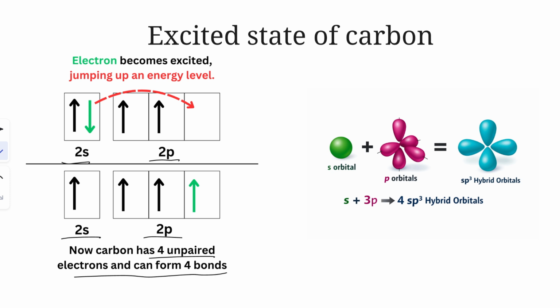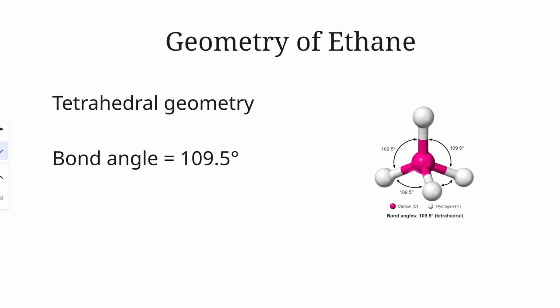Now the 2s orbital and 3 2p orbitals mix to form 4 new sp³ hybrid orbitals. Now each sp³ orbital contains 1 electron and is ready to form a covalent bond. Thus the hybridization of ethane is sp³. The 4 sp³ hybrid orbitals arrange themselves as far apart as possible. This creates a tetrahedral geometry and a bond angle of approximately 109.5 degrees.